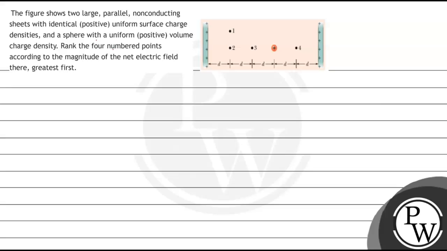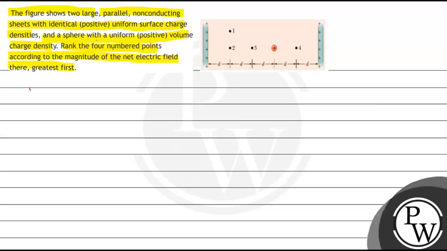Hello students, let us read the question. The figure shows two large parallel non-conducting sheets with identical positive uniform charge densities and a sphere with a uniform positive volume charge density. Rank the four numbered points according to the magnitude of the net electric field there, greatest first.